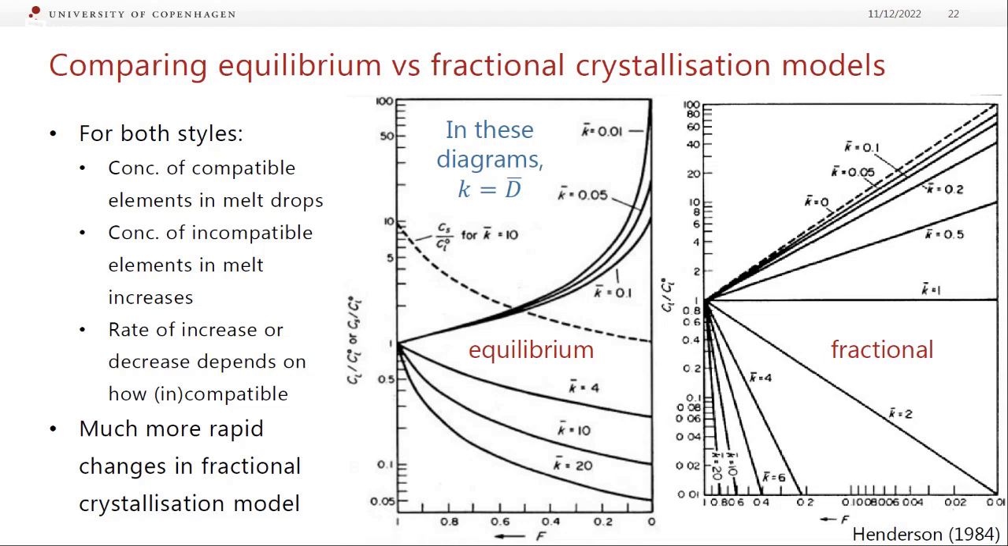Sorry? This is highly incompatible, right? Yes, 0.01. Yeah. So if we crystallize 99% of this melt, then there's 1% of melt left, and that has to hold almost all of this incompatible element. So the concentration is basically 100 times higher. Does that make sense? Yeah, Oscar.